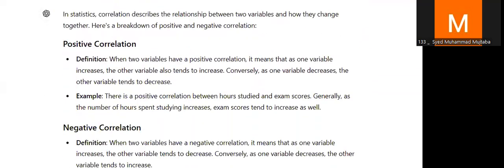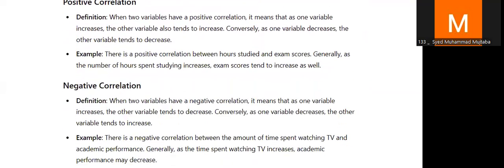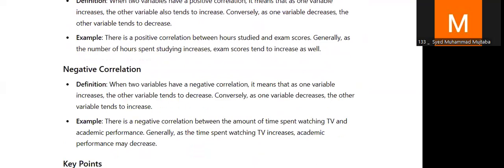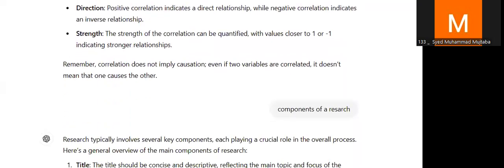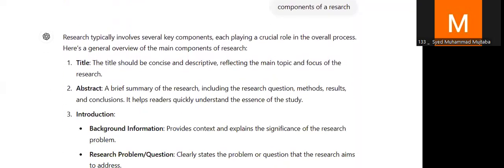Now we talk about other biostatistical correlations. We talk about positive correlation and negative correlation. Positive correlation means how a variable positively impacts a thing, whereas negative correlation is how a variable negatively impacts a thing.